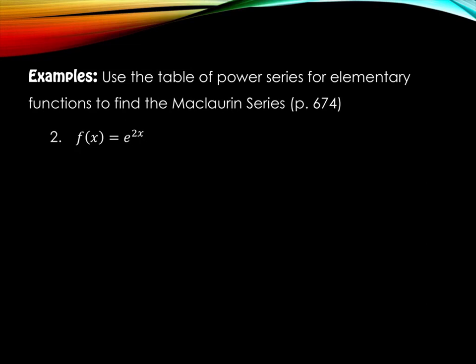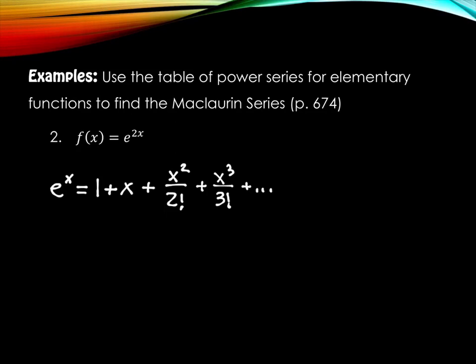All right, page 674 shows some elementary functions and their power series expansions, right? So the one that we want to look at is the one that we can find that most closely resembles e to the 2x. So what would that be in this table? E to the x. There's an e to the x. And I believe the e to the x says something like this: 1 plus x plus x squared over 2 factorial plus x cubed over 3 factorial, and so on. Yes, it looks like that.